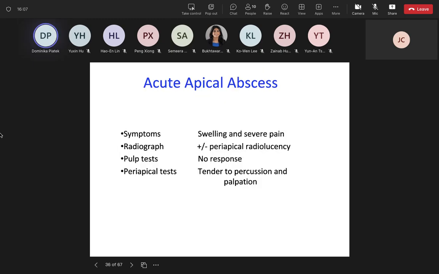Acute apical abscess. Here we've got symptoms which are really visible because we can observe swelling, and the patient can report severe pain. On the radiograms, we will observe periapical radiolucency or not; it depends on the stage of the acute apical abscess. For the pulp test, there will be no response, and for the periapical tests, there will be tenderness to percussion and to palpation.